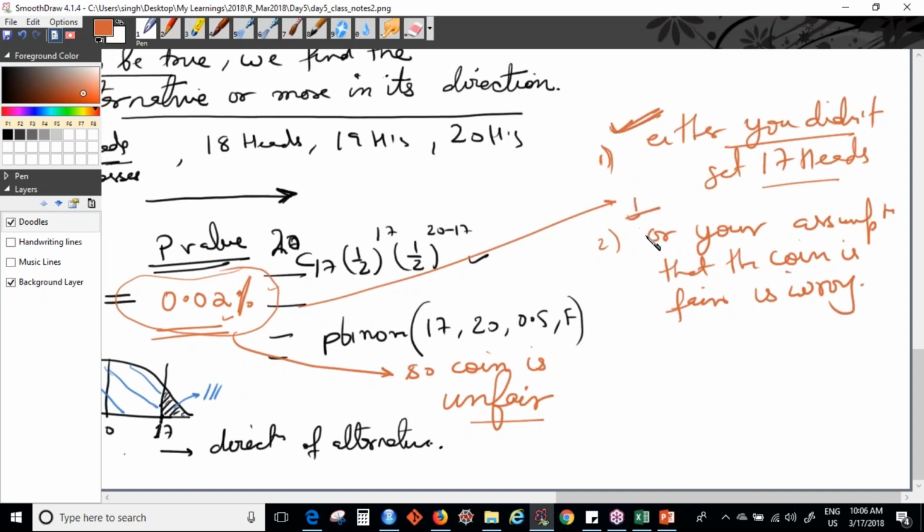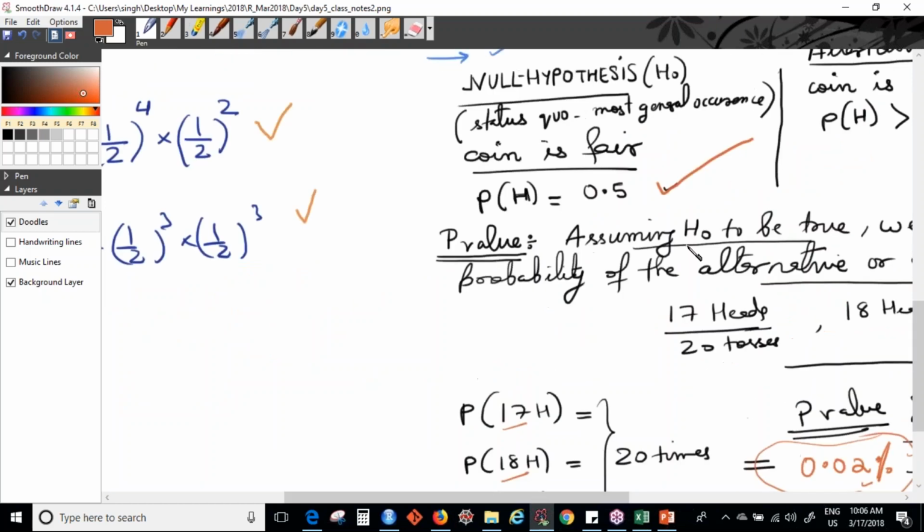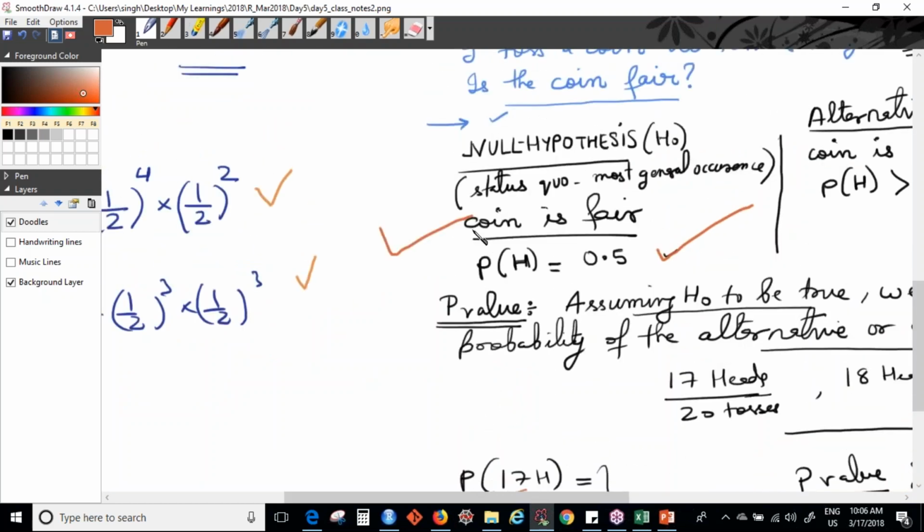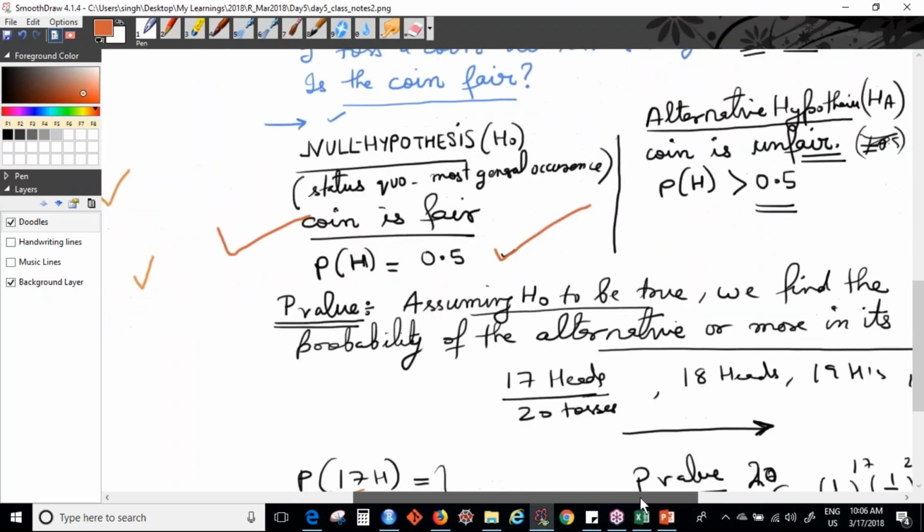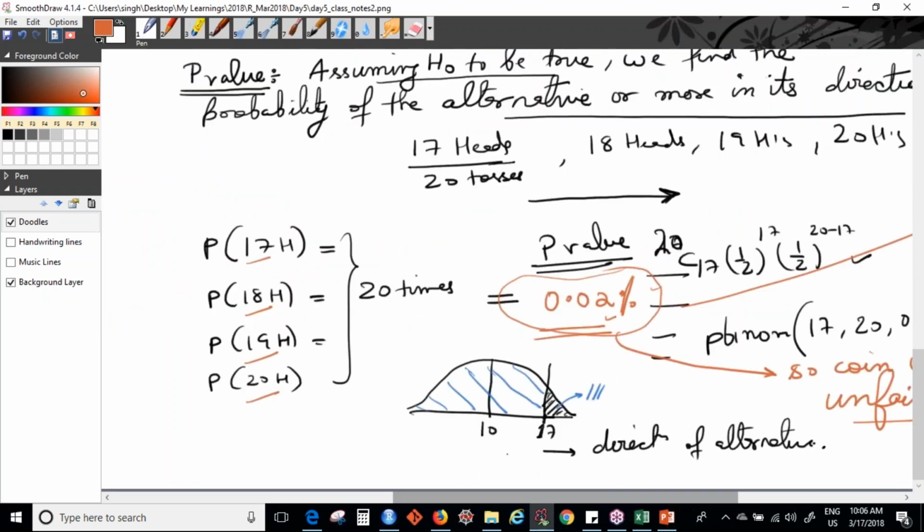So of course the assumption has to be wrong in that case. Your assumption that the coin is fair is wrong. Whatever assumption you started with is wrong. And what was the assumption we started with? We started with the assumption that the coin is fair. So your null hypothesis is wrong. That means the coin is unfair.